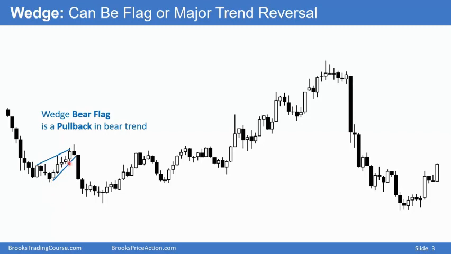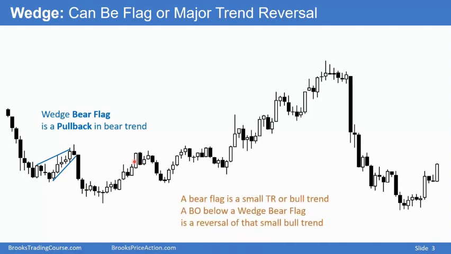Wedge bear flag is a pullback, and that means chances are the bear trend will resume. The bear flag is a small trading range or a small bull trend. A breakout above a wedge bear flag is a reversal into a small bull trend.